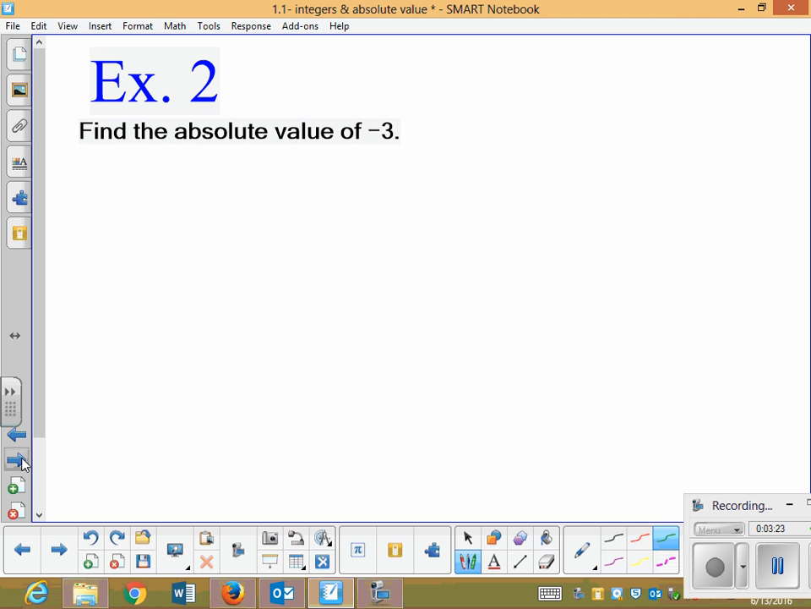You don't have to copy down the problem, but go ahead and solve it along with me. For example 2, it says to find the absolute value of -3. So to find the absolute value of -3, I'm going to put -3 and put an absolute value bar. And then now to solve it, I'm going to say, where is -3 on my number line? -3 is going to be right here.